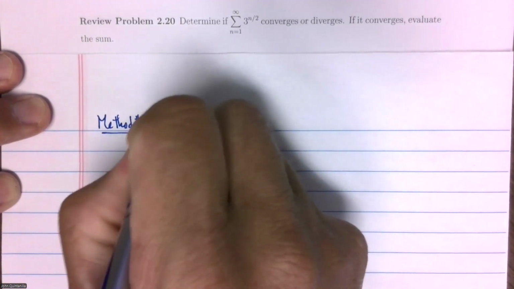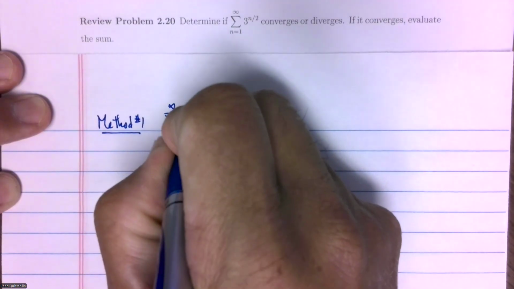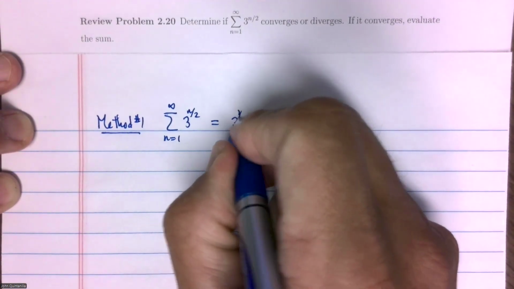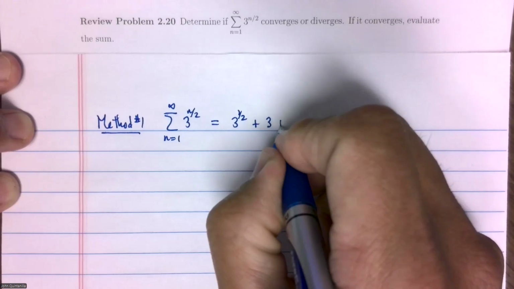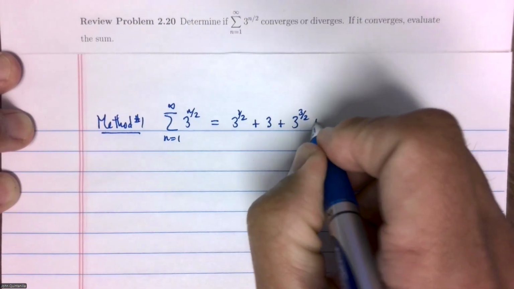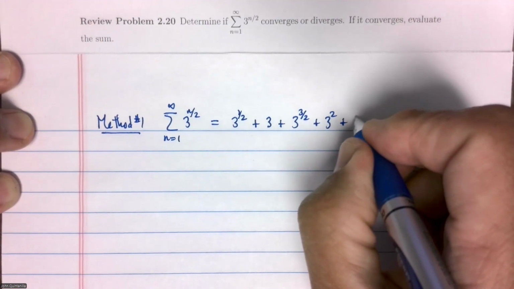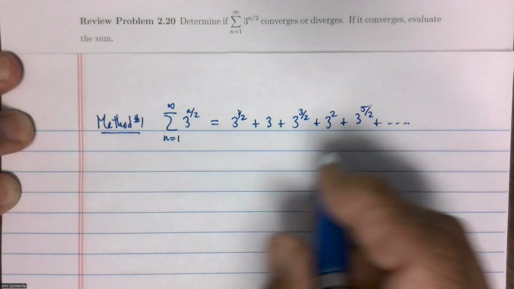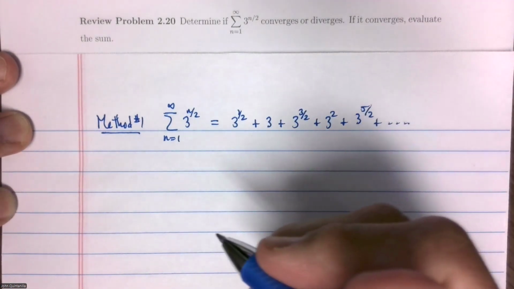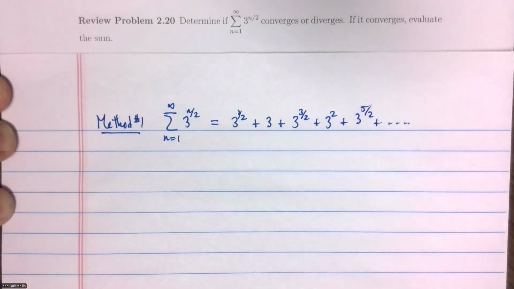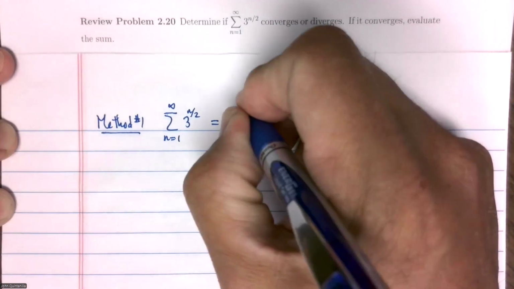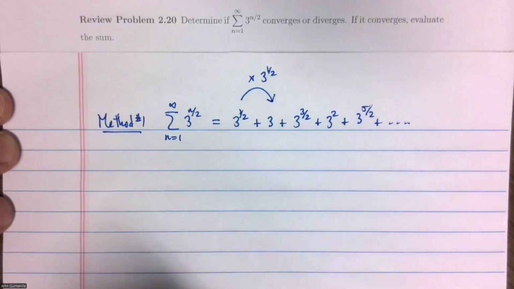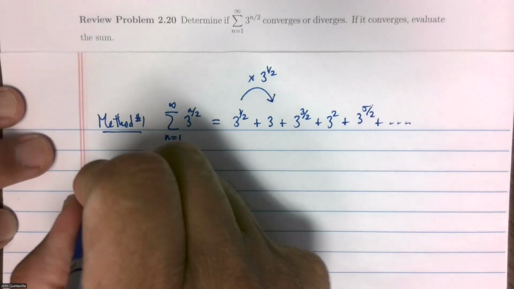Method number one: the summation from n equals 1 to infinity of 3 to the n over 2. Let's write out the terms of this. First would be 3 to the 1/2, then 3 to the first, then 3 to the 3/2, then 3 squared, 3 to the 4/2, 3 to the 5/2, and so on. Now we notice that this is a geometric series. To go from one term to the next, I am multiplying by 3 to the 1/2, by multiplying by square root of 3. And so this is a geometric series.